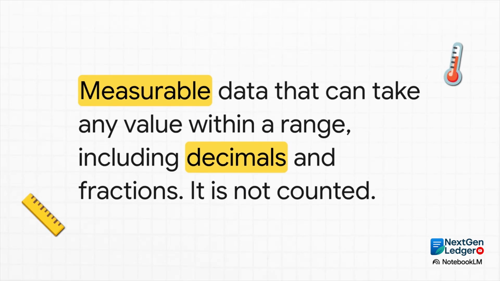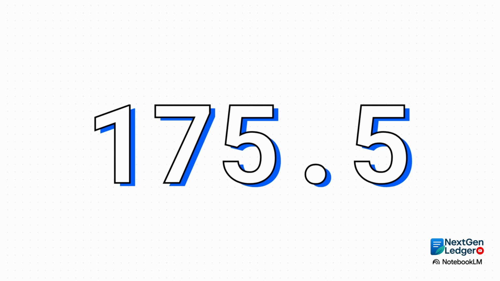So what about when you can have fractions and decimals and all those little bits in between? Well, that's where our final type of data comes in, continuous data. This stuff can be any value within a range. You measure it, you don't count it. Height is the perfect example. Someone isn't just 175 or 176 centimeters tall. They could be 175.5 or 175.52 or anything in between. Temperature and weight are other great examples. The values can fall anywhere on a smooth, continuous spectrum.